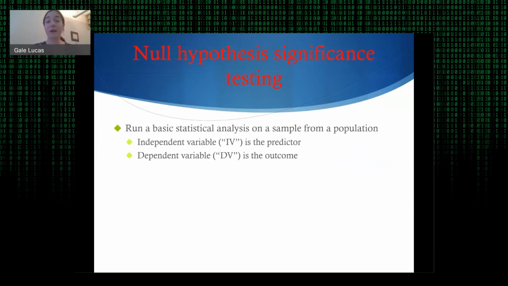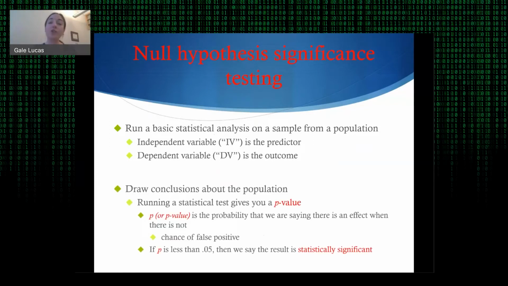So here is really where it's important to identify your independent variable and your dependent variable, and also whether each of those is categorical or continuous. We're going to run a basic statistical analysis on the sample and make conclusions about the population based on the results of that analysis. And we're choosing it based on the independent variable and the dependent variable and whether they're categorical or continuous. And what you're ultimately going to do is run that statistical test, whatever it is. It's likely, if you're using traditional null hypothesis significance testing, it's going to give you a p-value.